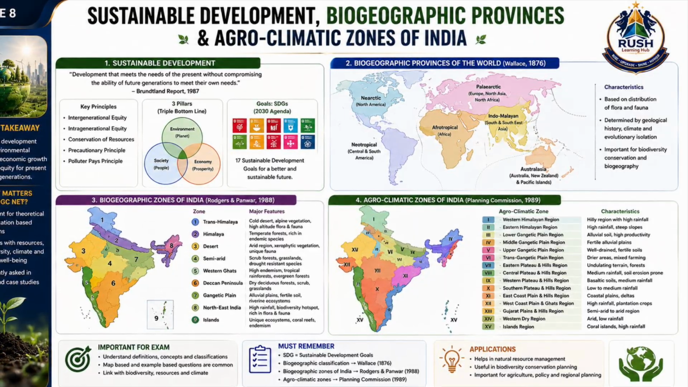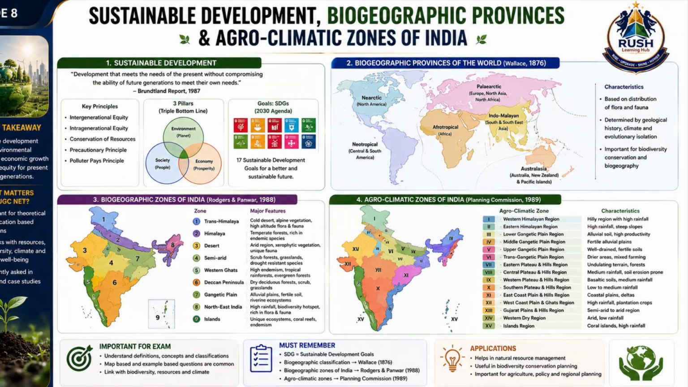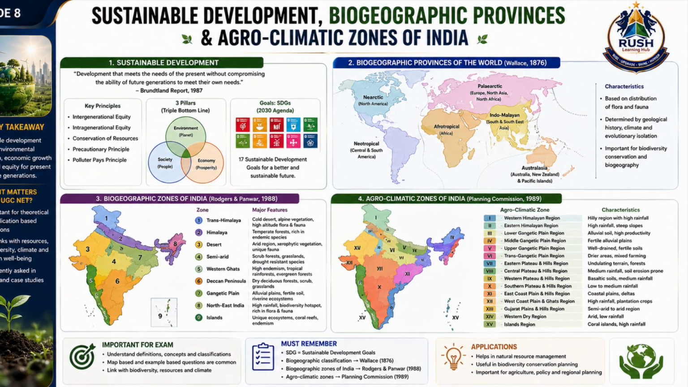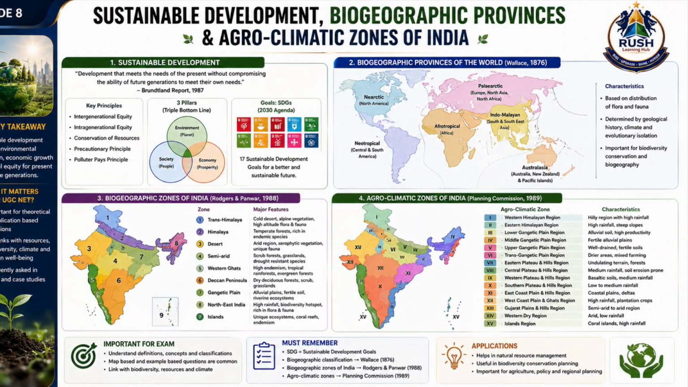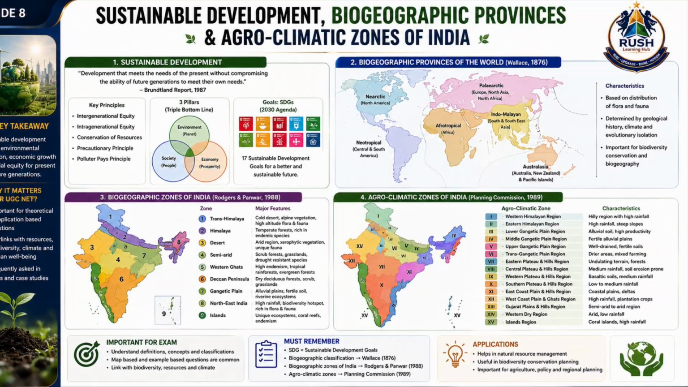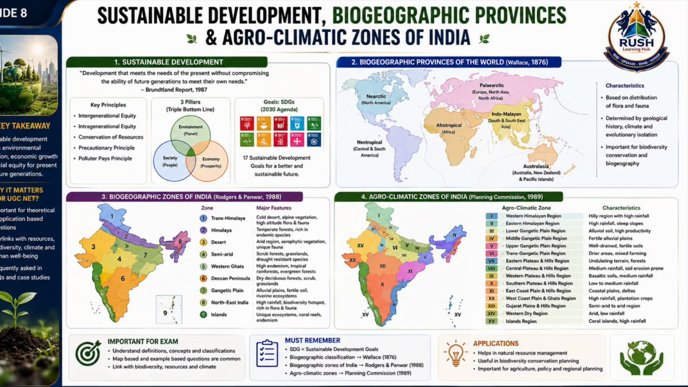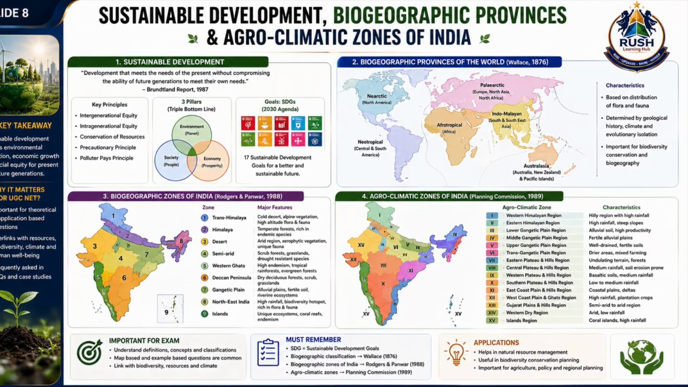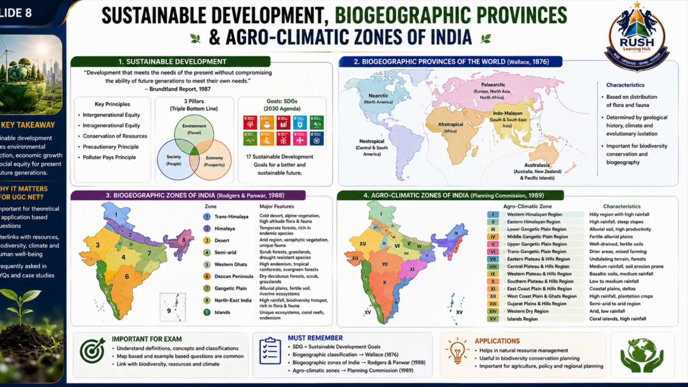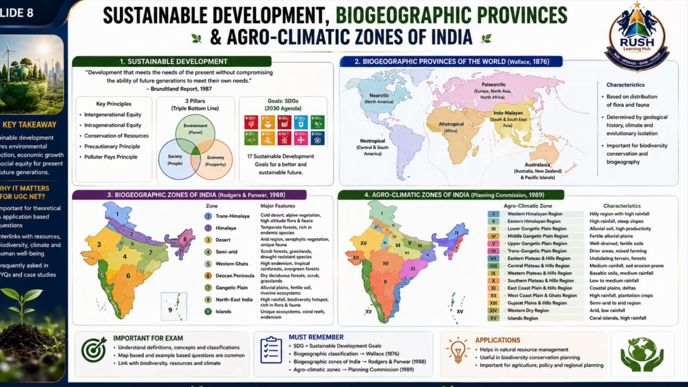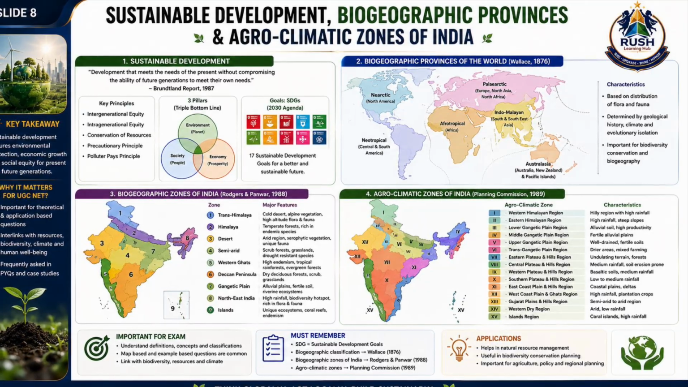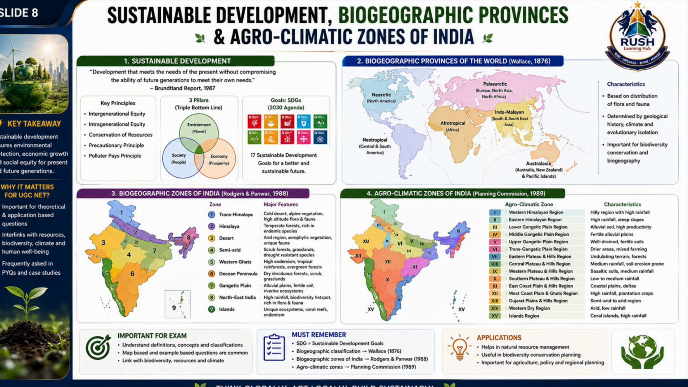Now let us focus on the biogeographic zones of India. India is one of the world's megadiverse countries and exhibits remarkable ecological diversity due to variations in climate, topography, and geology. According to the classification by Rodgers and Panwar, India is divided into 10 major biogeographic zones. These are Trans-Himalaya, Himalaya, Desert, Semi-arid region, Western Ghats, Deccan Peninsula, Gangetic Plain, Northeast India, Islands, and Coasts.